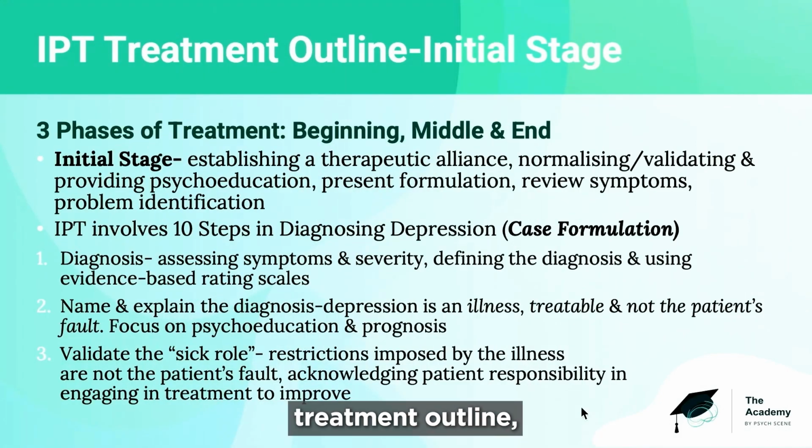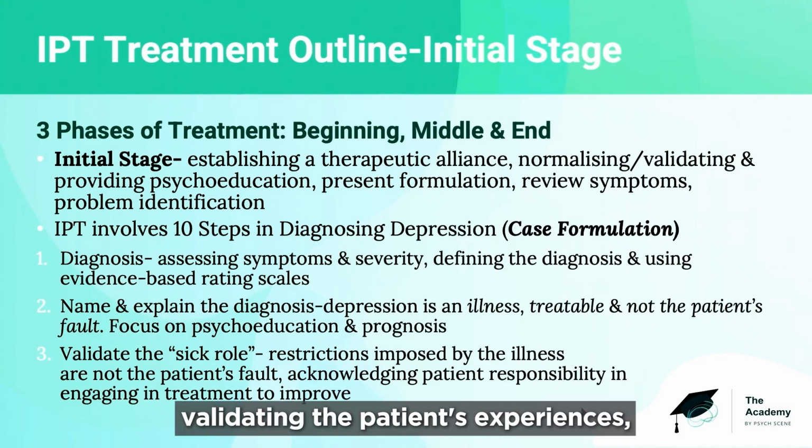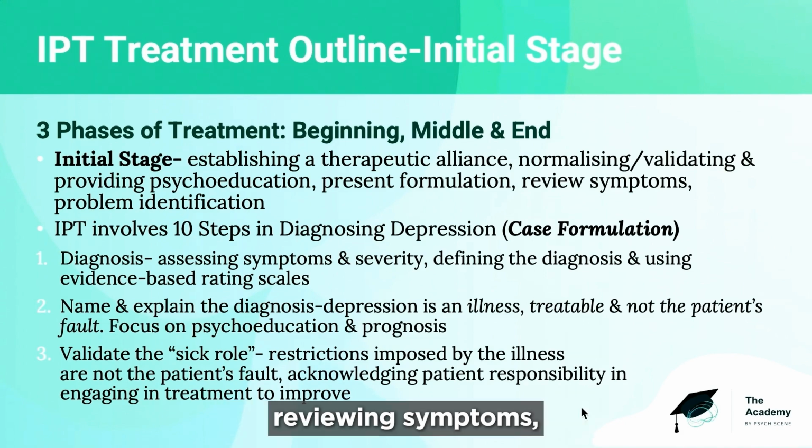Exploring the IPT treatment outline, there are 3 phases of treatment: beginning, middle, and end. Within the initial stage, the focus is on establishing a therapeutic alliance, normalising and validating the patient's experiences, providing psychoeducation, presenting a case formulation, reviewing symptoms, and problem identification.